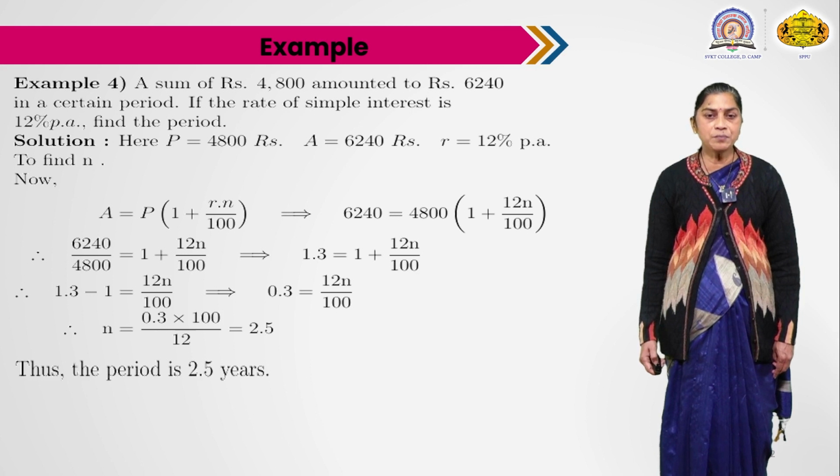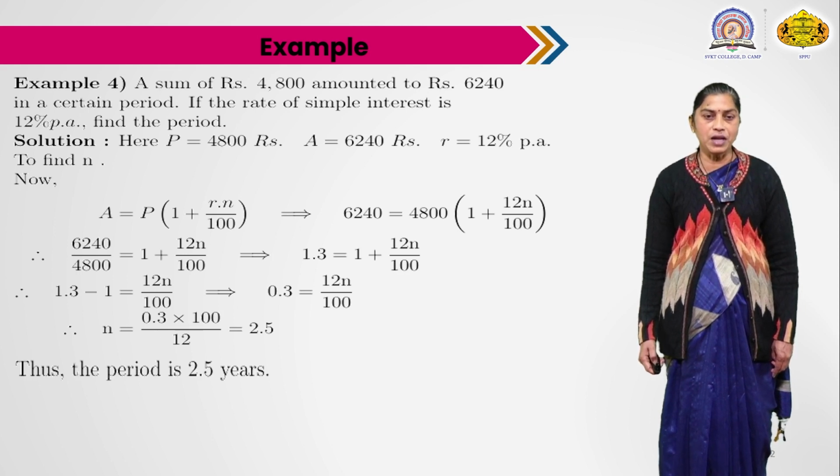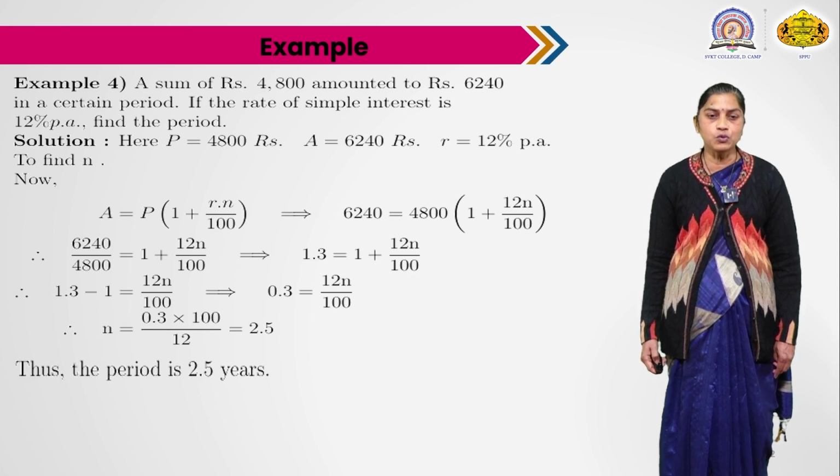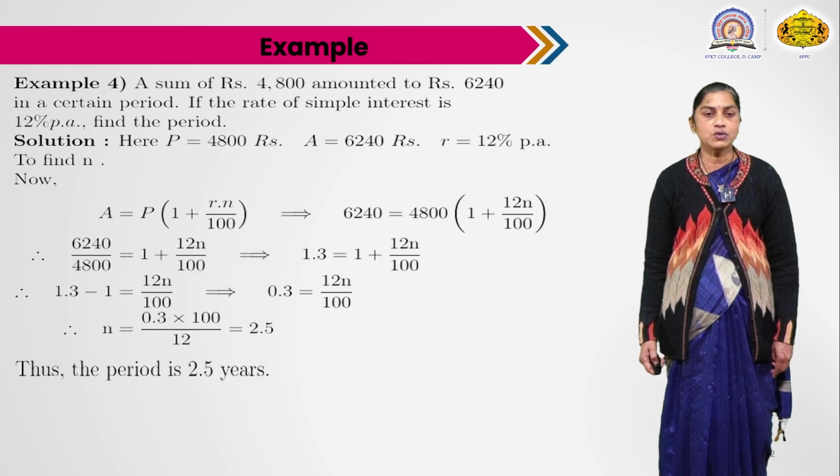So, by simplifying, 1.3 minus 1 is 12n upon 100, that is 0.3 is equal to 12n upon 100. Since we want to find n, it comes to be 0.3 into 100 by 12 by cross multiplying, and after calculations we will get this value to be 2.5. Hence, the period is 2.5 years.